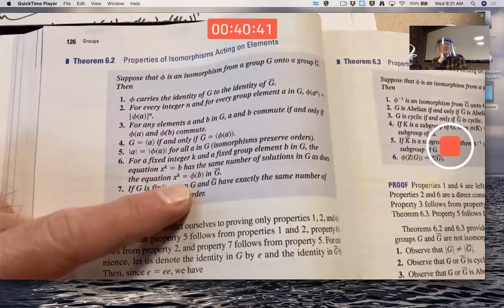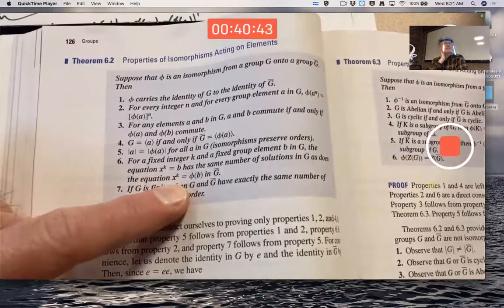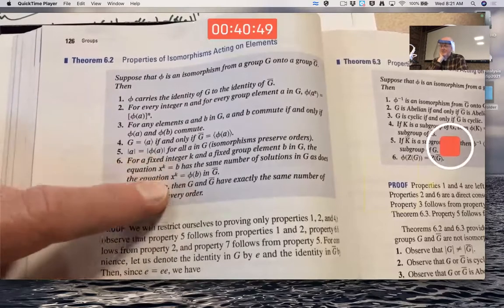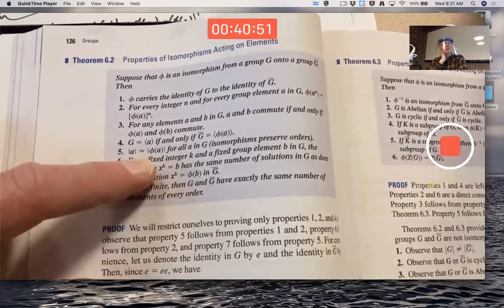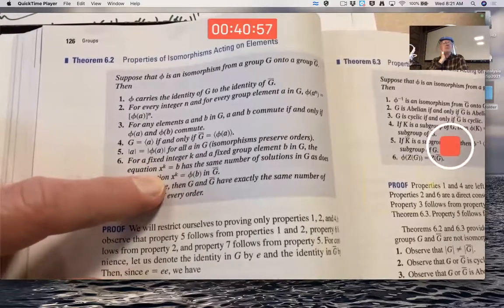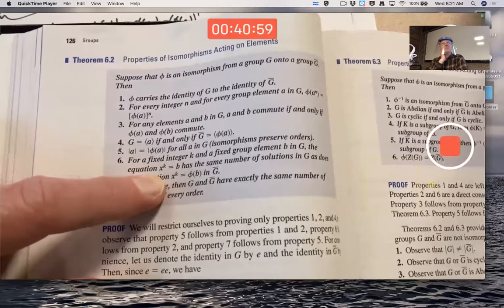X in these equations is an arbitrary variable, an unknown, you might say. It's not a particular group element. That's why they're writing X in both equations, one equation in G and one equation in G bar. X is an unknown that you're trying to solve for. You can solve equations in groups. Look for solutions.